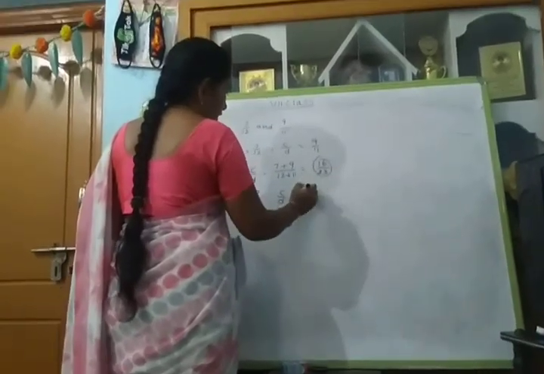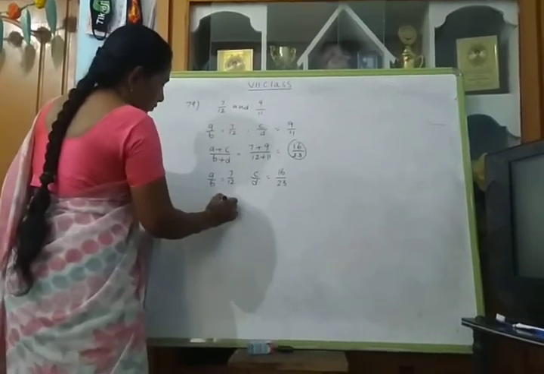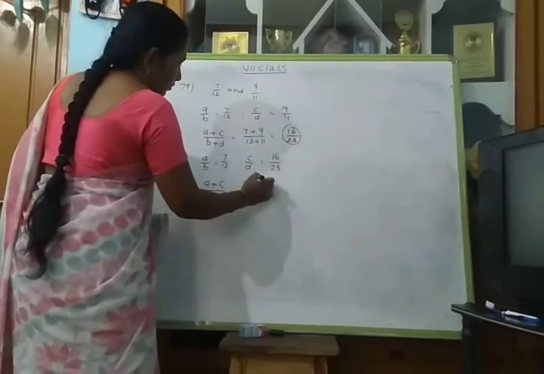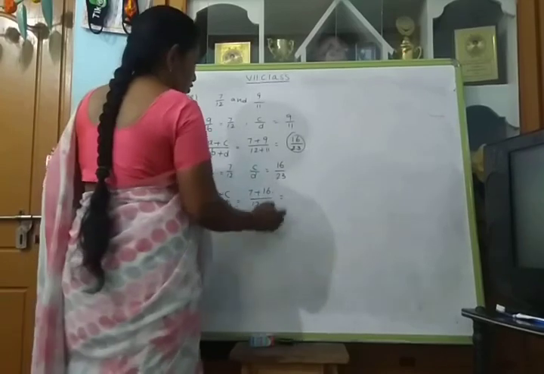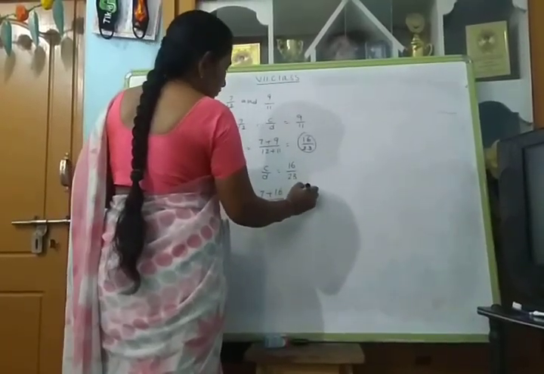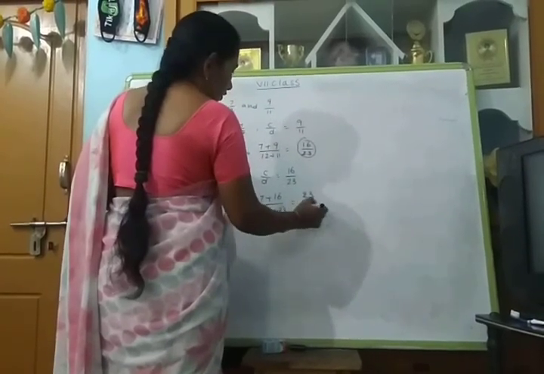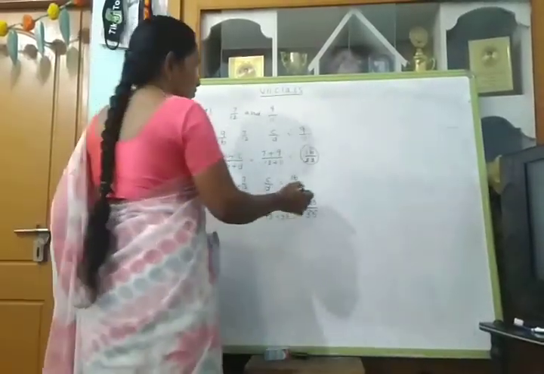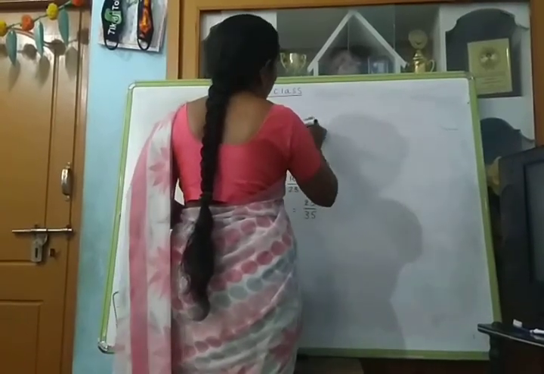What answer do we get here? 16 by 23. Then (a plus c) by (b plus d): a means 7, b is 16, by 12 plus 23. How much will you get? 16 plus 7, 23 by 35. So 23 by 35.